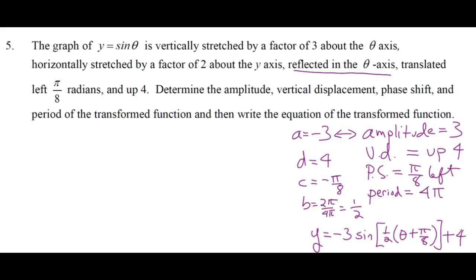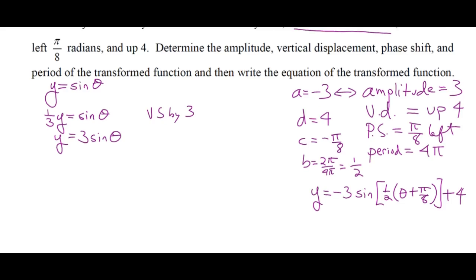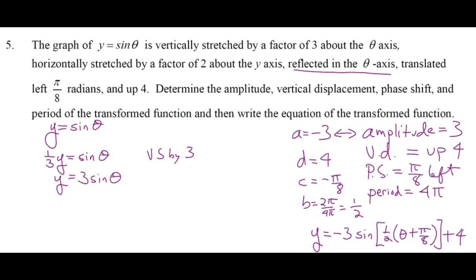We could also do this, right? Let's just go through. So I'm starting with y equals sine theta. It says it is vertically stretched by a factor of 3. So I can write 1/3 y is equal to sine theta, right? And that's the vertical stretch by 3. Now, we could also clean that up immediately and write y is equal to 3 sine theta. Okay? So I'm doing the transformation, old school, right? And then just cleaning it up.